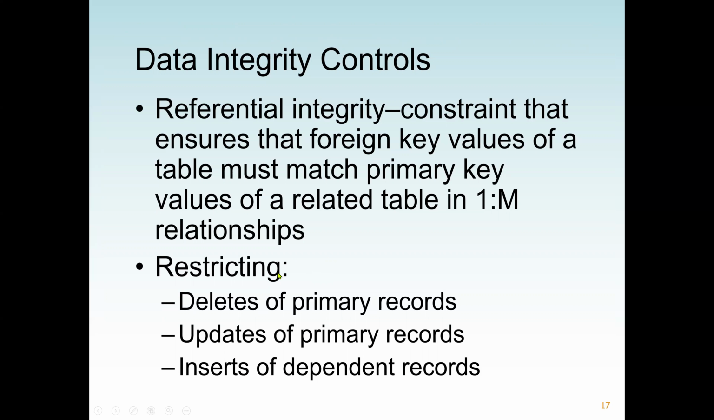So the primary key field is product ID. Then we can have product ID in the second table, let's say customer, and this time it will be a foreign key. So referential integrity makes sure that the foreign key values of a table must match the primary key values of the related table. With the restriction on referential integrity, if we select it, delete of primary records will be restricted, update of primary records will be restricted, and insert of dependent records will also be restricted.